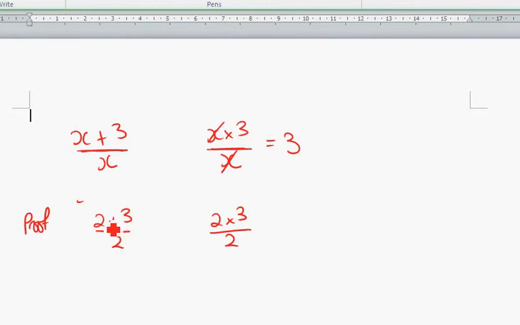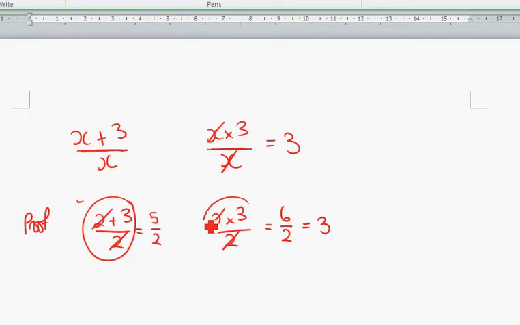Now the correct answer for this, 2 plus 3 is 5, 5 over 2. But if we were to cancel out the 2's, I'm not left with 5 over 2 on this side. Compare it with this one, 2 times 3 is 6, 6 over 2, the answer is 3. Now this time if we cancel out the 2's top and bottom, I am left with 3, 3 equals 3.